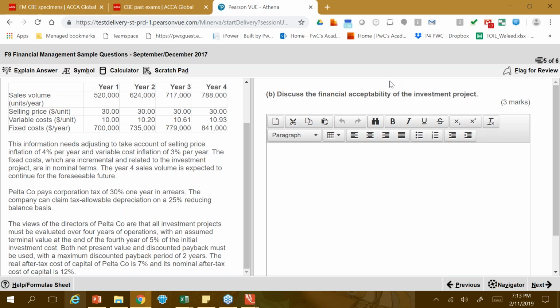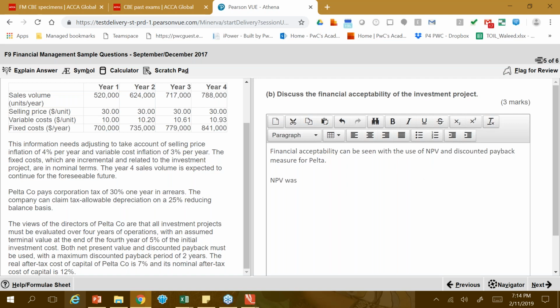So to discuss the financial acceptability, we have used 2 measures here. We have used NPV and we have used the discounted payback period. So for 3 marks, I need to write something here. Now, 3 marks means that I need 3 good points explained well to earn the 3 marks. So the first thing I will say is financial acceptability. Financial acceptability can be seen with the use of NPV and discounted payback measure for Pelta, the company.